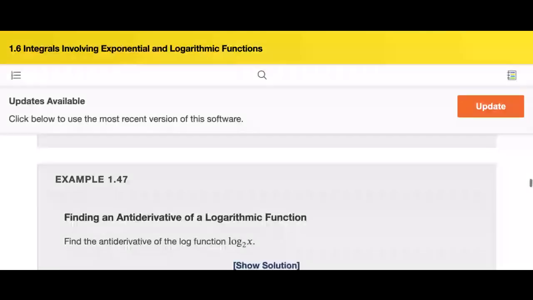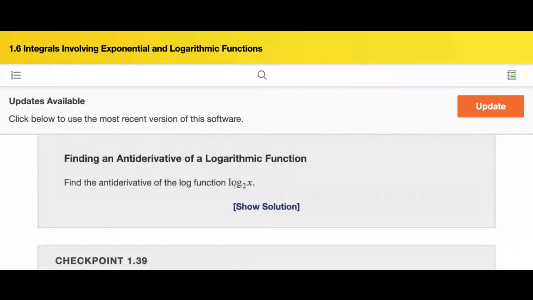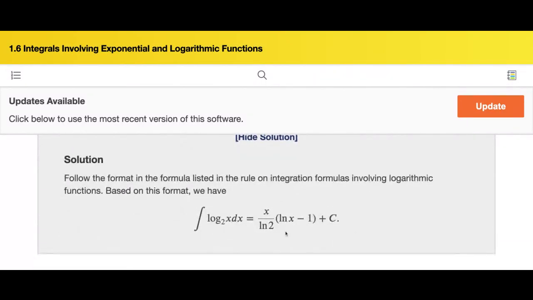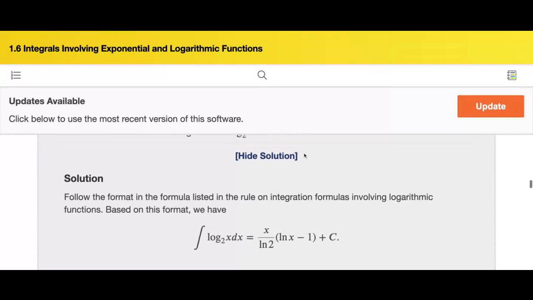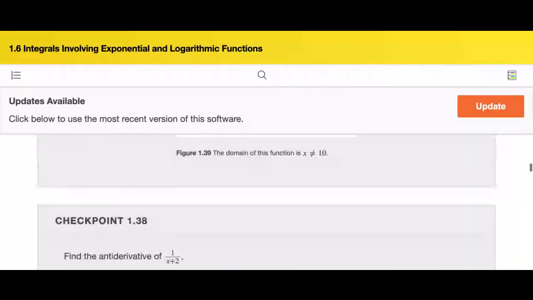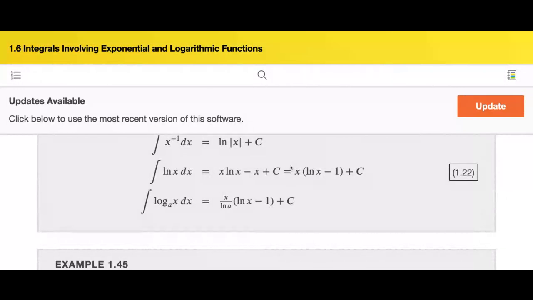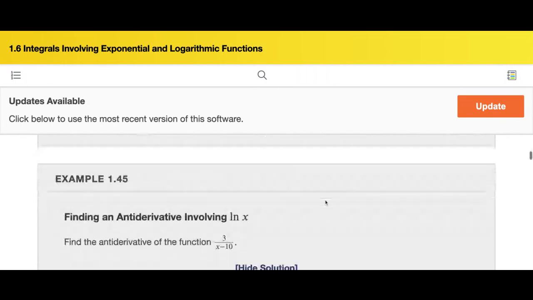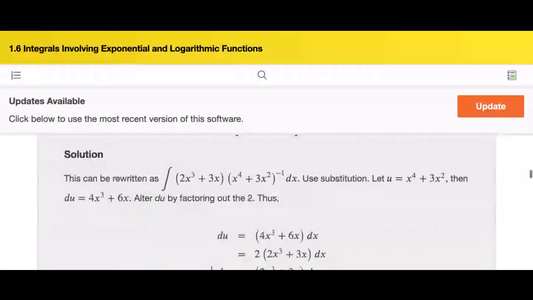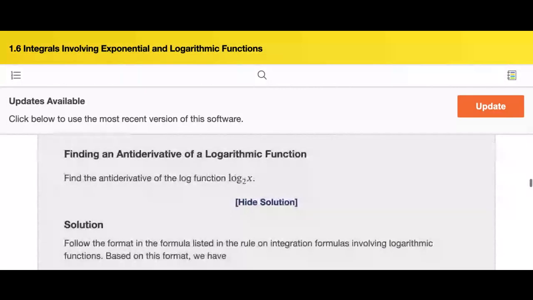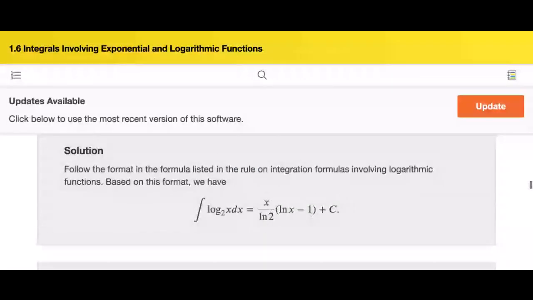All right, keep moving. Now we have log base 2 of x. We just follow the second formula given. If this is on the test, I can give you the formula. I cannot memorize it, so I'm not requiring you to memorize it either. By the formula, this equals x divided by ln 2 times (ln x minus 1) plus c.